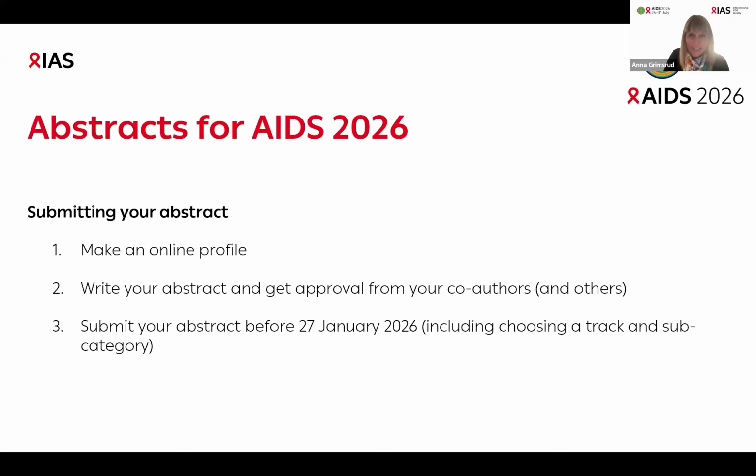So on the 20th, in a week's time when it opens, the first thing I'd encourage you to do is make your online profile. You might have one from a previous conference. You might need to reset your password. Go ahead and do that. The next phase is obviously about writing your abstract and getting sign-off from your co-authors. And then you want to make sure you hit the submit button before the 26th of January. So it's quite a straightforward process.